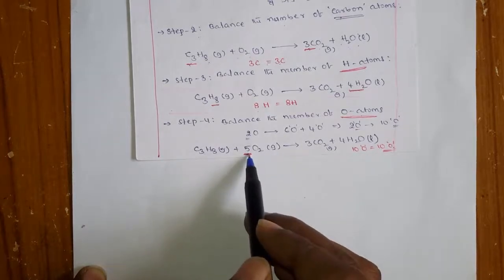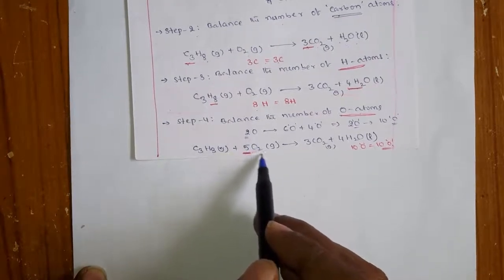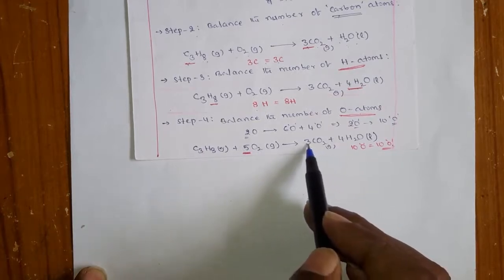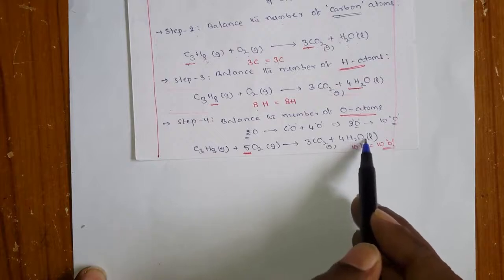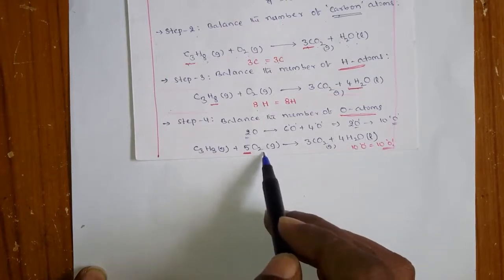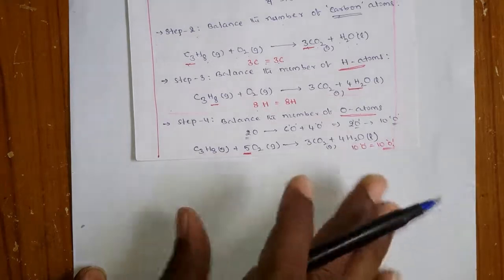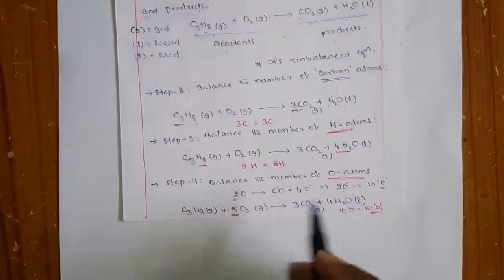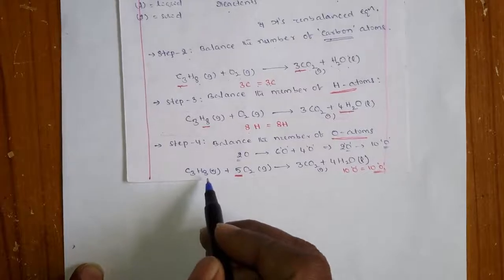Overall, on the left side how many oxygens are there? 5 into 2, 10 oxygens. On the right side 3 into 2, 6, and 4 into 1, 4. So 6 plus 4, 10. So the left side 10 oxygens is equal to the right side 10 oxygens. Overall, you see this. Now is it a balanced reaction?